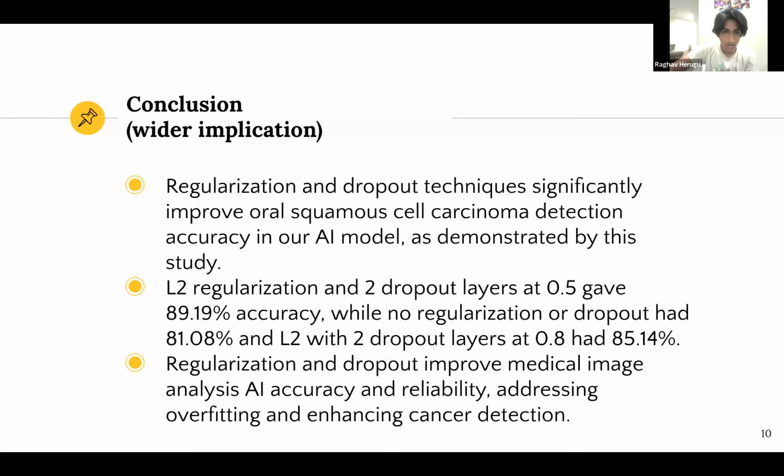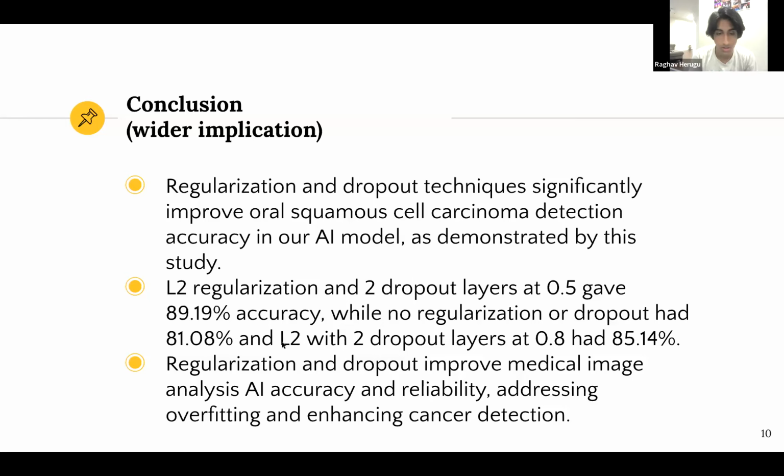Okay. Let's delve into some numbers that illustrate this. When we employed L2 regularization along with 2 dropout layers set at 0.5, our model achieved an impressive accuracy of 89.19%. To put it in perspective, it's like our model correctly answering nearly 9 out of 10 questions on a test. On the other hand, when we did not use any regularization or dropout techniques, the accuracy dipped down to 81.08%, akin to getting just over 8 out of 10 questions correct.